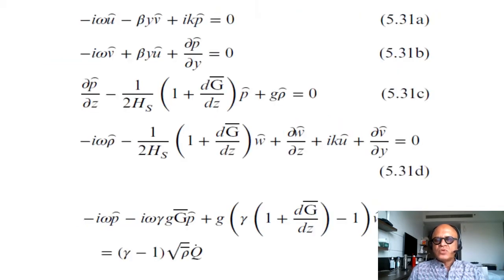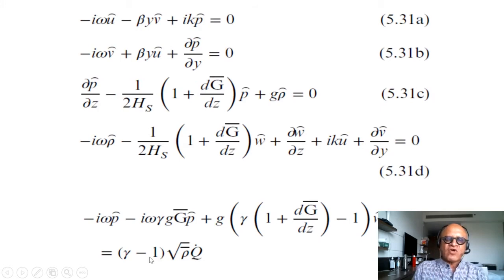Okay, so write the momentum equations and the other equations now with this transformation. So you have i omega u cap minus beta y v cap equals minus i k p cap, and so on, and this is the equation of state, looking quite intimidating. That's our continuity equation. That's our energy equation with the forcing term now put on the right side.